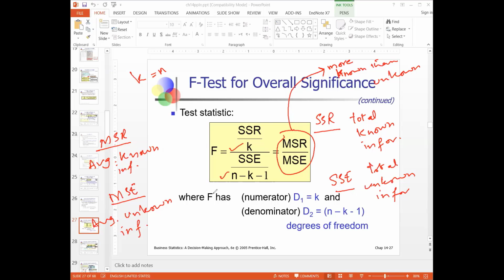So the question is, how big the F value should be. You will cover it in the next slides.